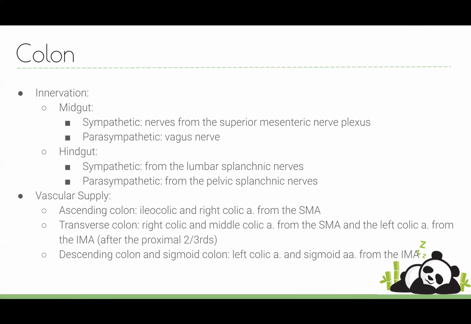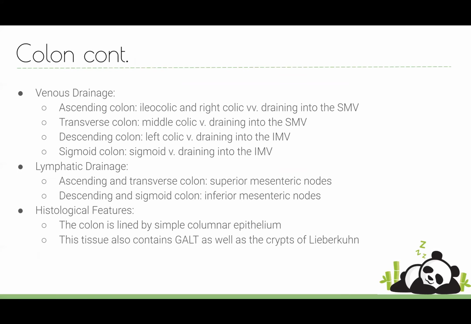This, again, is the innervation and the vascular supply. They sort of are just what they are. Then the venous drainage and the lymphatics. Histologically, they are lined by simple columnar epithelium. They also contain GALT as well as the crypts of Lieberkühn.